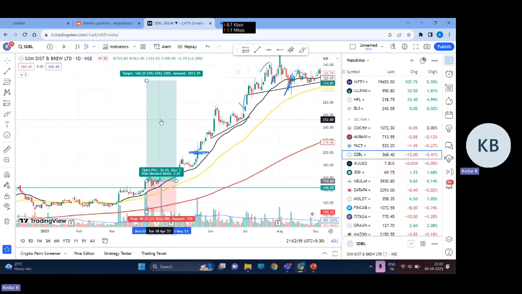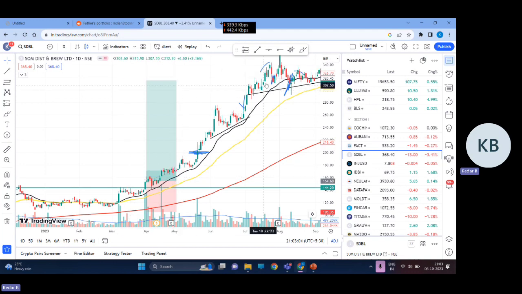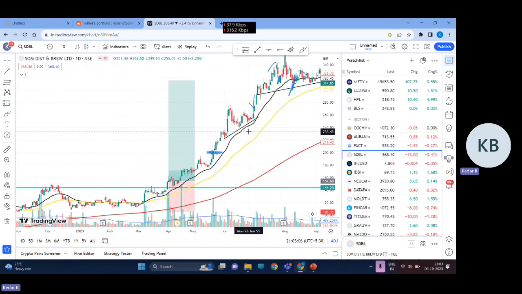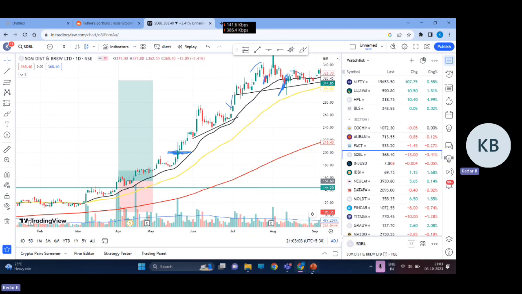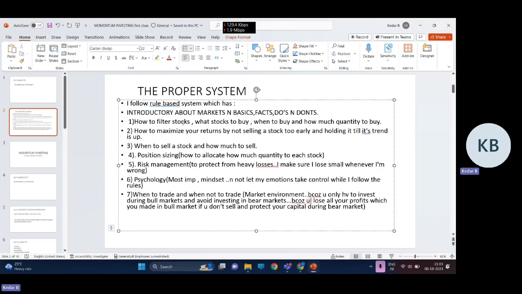So if I had sold it at a 30% profit, I would have missed the rally of around 100%. You can see it gave 100% within some 4 to 5 months, from April till August. So I would have missed out on these gains. You don't need to sell too quickly. You should know when to hold the stocks. This is my system.